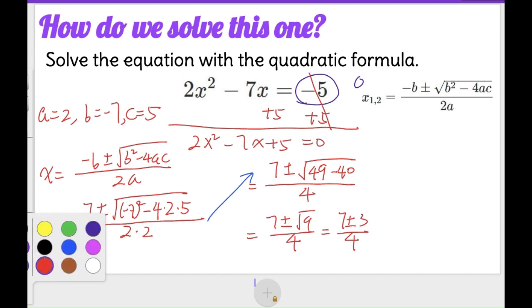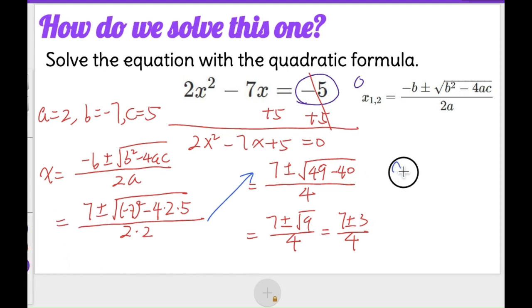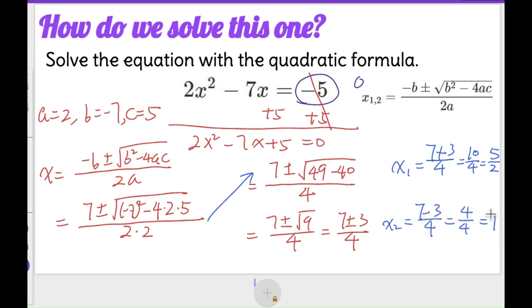Now our two solutions are, the first one, 7 plus 3 divided by 4, which is 10 over 4. We can simplify this to 5 over 2. And the other one is going to be 7 minus 3 over 4, so 4 over 4 is 1. So the two solutions are 5 over 2 and 1. As you can see, we have two solutions, right?